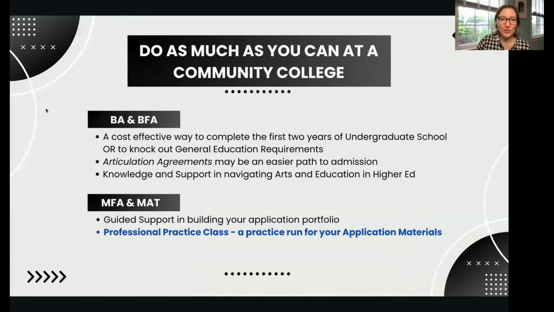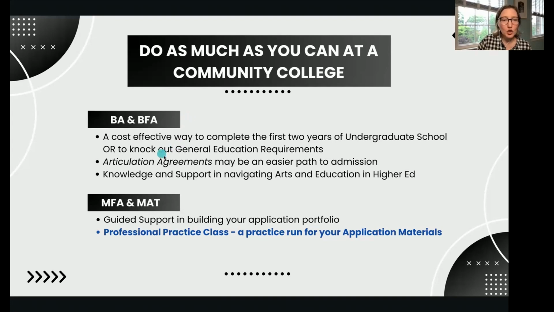Shameless plug for community college. So advice number 1, do as much as you can at a community college. Those are those 2-year schools that offer associate's degrees. So you can complete your associate's degree there, or if you're working towards your bachelor's, your BA or your BFA, your 4-year degree, it is a cost-effective way for you to complete the first 2 years of your undergraduate education. Or a lot of people double back to community college to take some of their gen ed requirements or some of the broader classes because it saves you a ton of money.